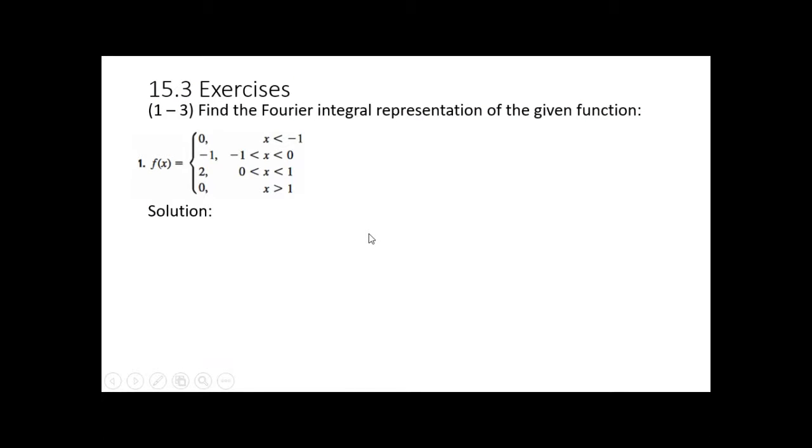Let's go to the first example. Find the Fourier integral representation of the given function.